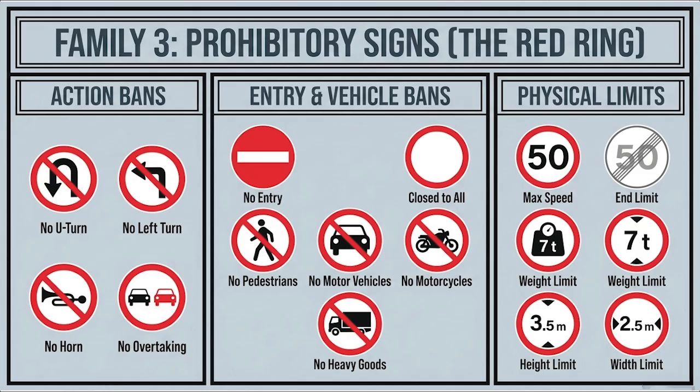Next up is Family 3, prohibitory signs. Remember that circular sign test we just talked about? Well, here is the red ring in full force. These dictate strict action bans like no U-turns or no overtaking. They dictate entry and vehicle bans telling specific users like pedestrians, motorcycles, or heavy goods vehicles to stay out. And they dictate hard physical limits too, setting maximum speeds, weight limits, height, and width constraints. You absolutely must not cross the limits set within these red rings.